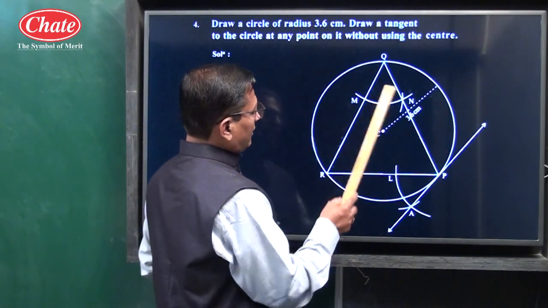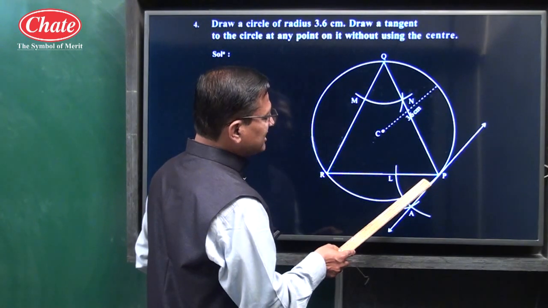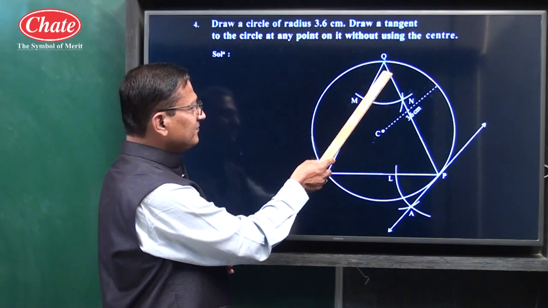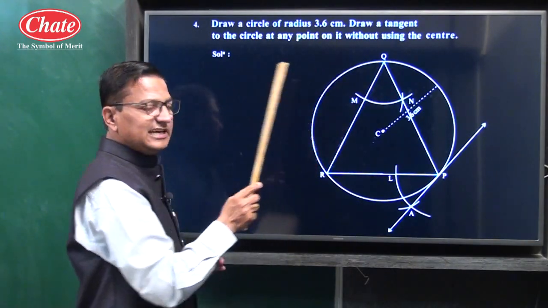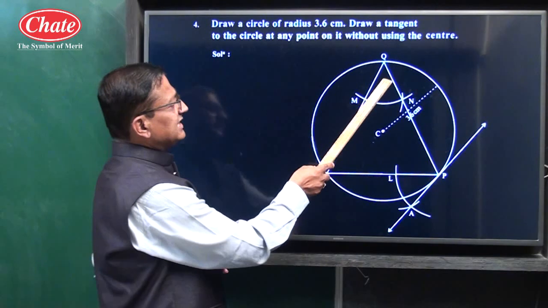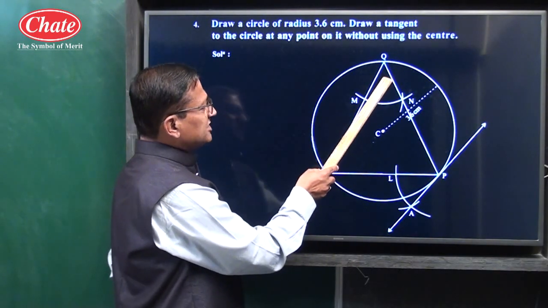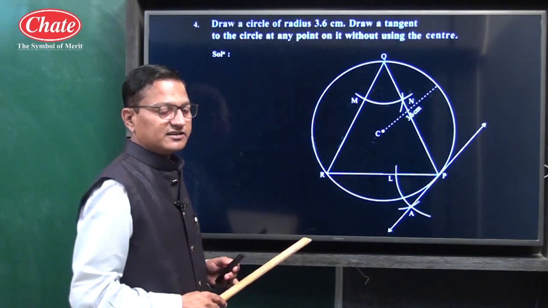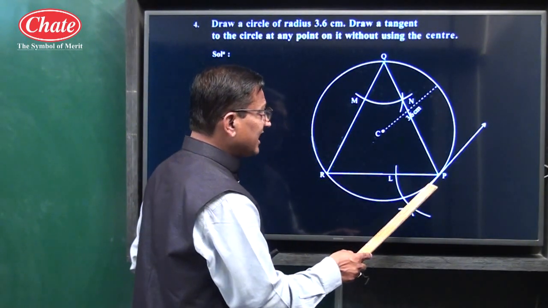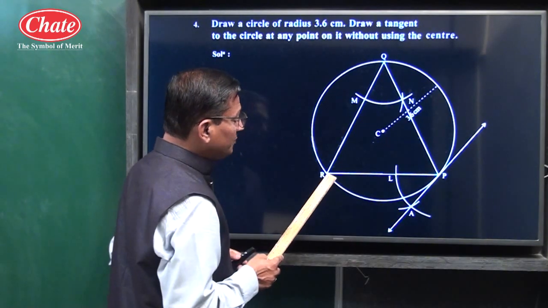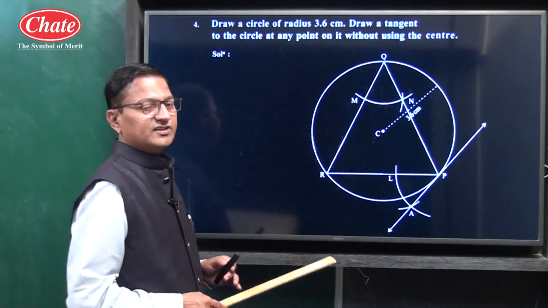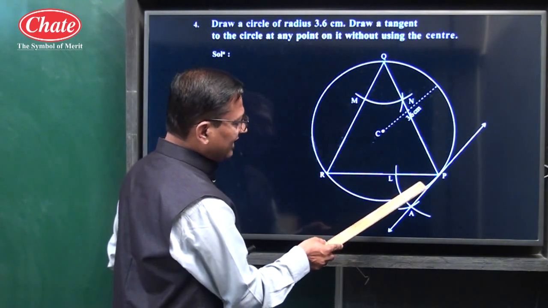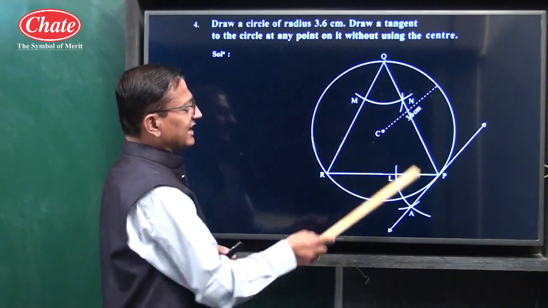Draw a new angle here which is congruent to this angle. See here, this angle in the circle is an inscribed angle. The measurement of an inscribed angle is half of the measurement of the intercepted arc. Similarly, this angle is also 1/2 the measurement of arc RP. So draw both the angles. This is the new angle which is congruent to this angle.